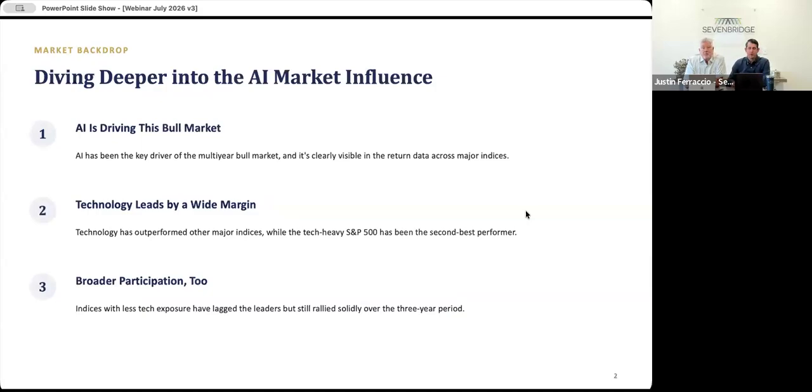Great. So we'll do a little bit of a deeper dive into AI market influence. Right. It's no secret AI continues to drive this bull market. It's been the key driver for 3 years in a row. And it's visible in all the major indexes when you look at them. Like we talked about a minute ago, technology leads by a wide margin. It continues to be the best performer of any sector, and it's been like that for years.